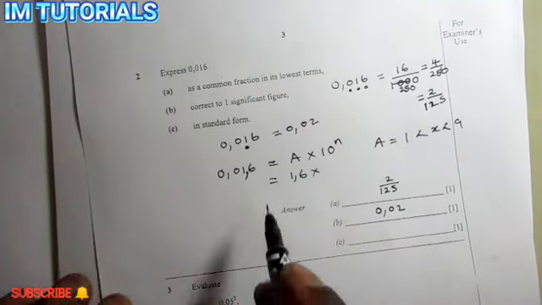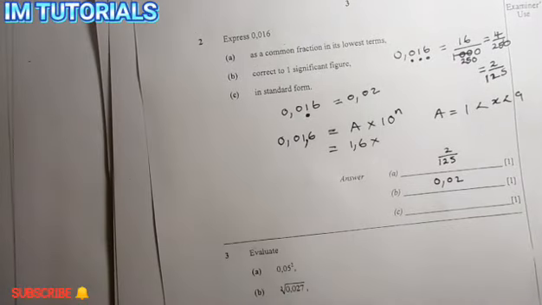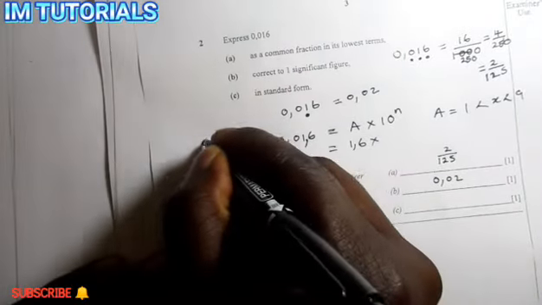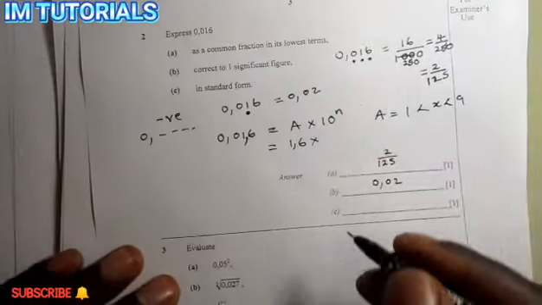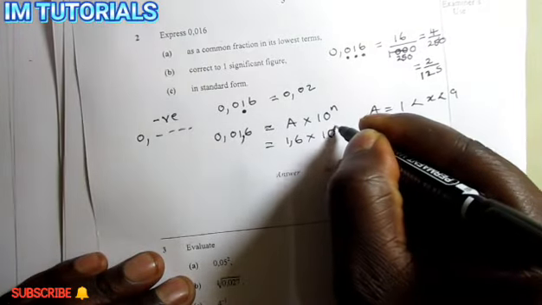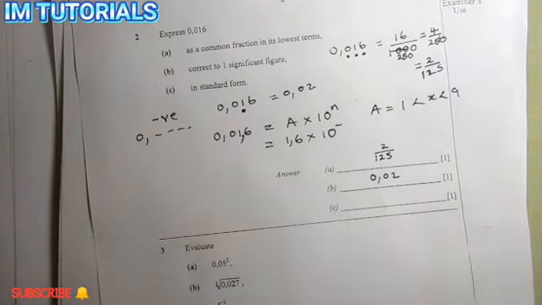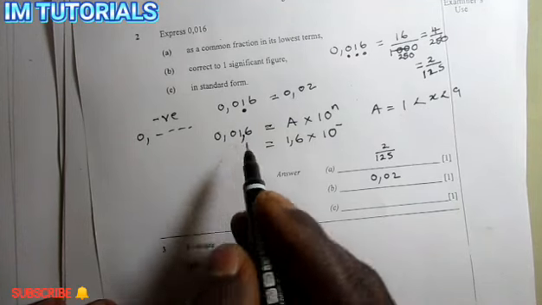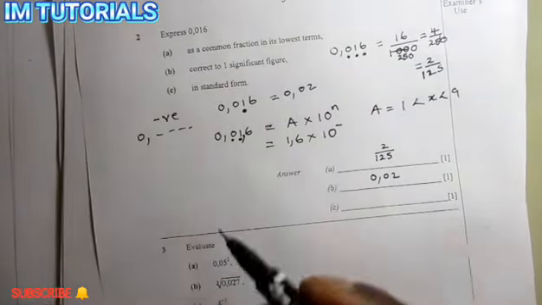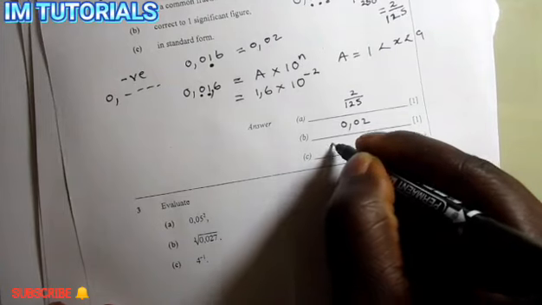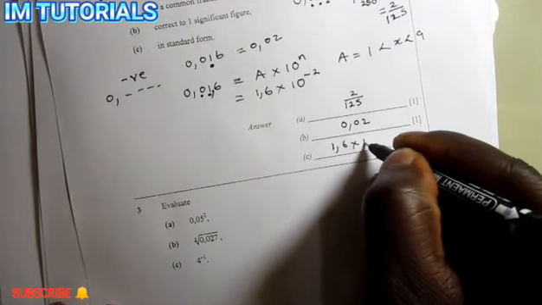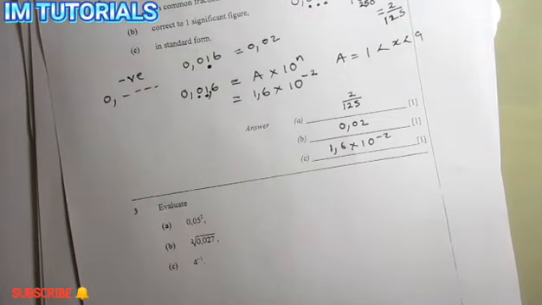Whenever you encounter a number which starts with 0, something, it means that number has got a negative power. So I'm going to put a negative sign first, and the power is going to be determined by the number of digits between the original comma and the placed comma. The number of digits between the original comma and the placed comma is 2, so I'm going to put negative 2. So my answer becomes 1,6 times 10 to the power of minus 2. And this is how you express it in standard form. I hope you are listening, class.